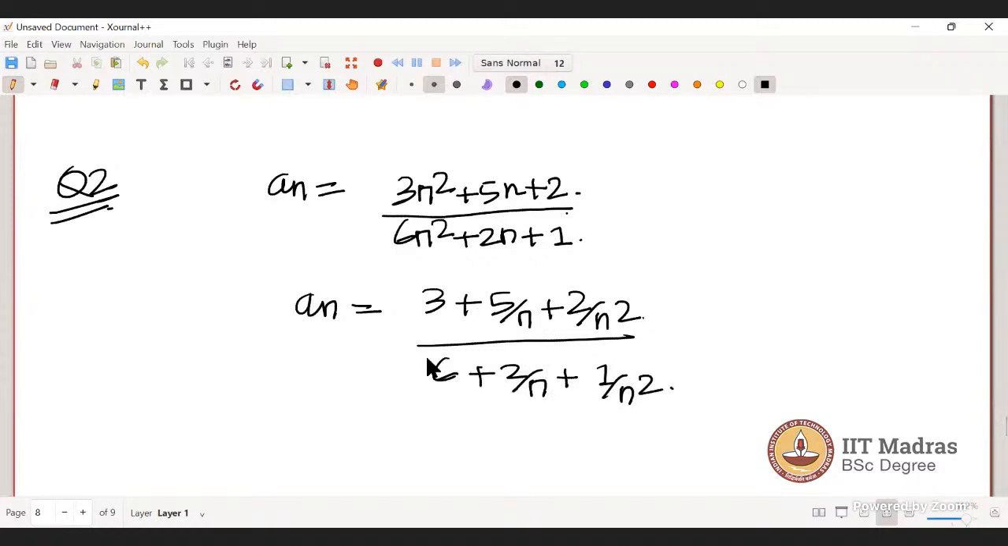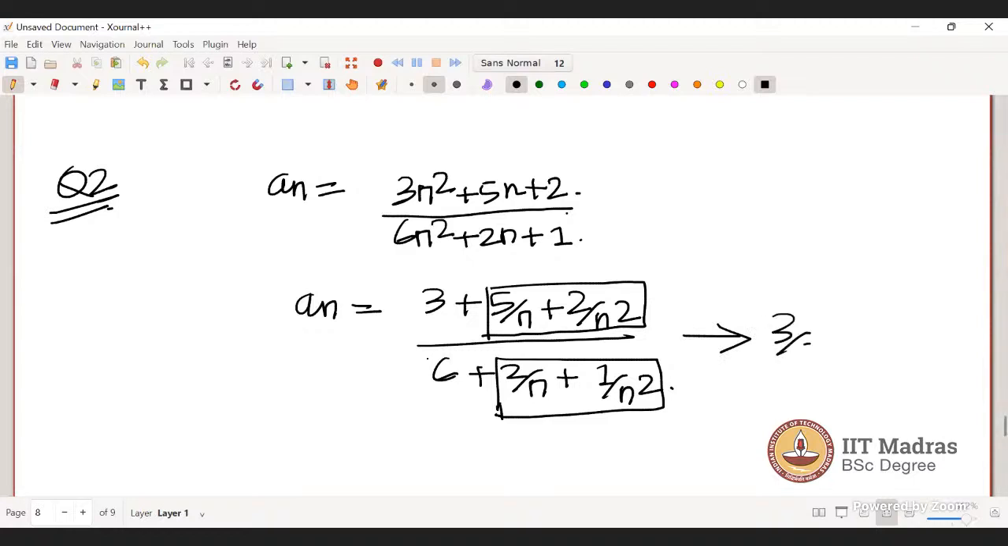Right? Okay, this will go to 0. So as n tends to infinity, this will go to 0, this will go to 0, and this will go to 0, right? So then the limit will go to 3 by 6, which is half. 0.5.